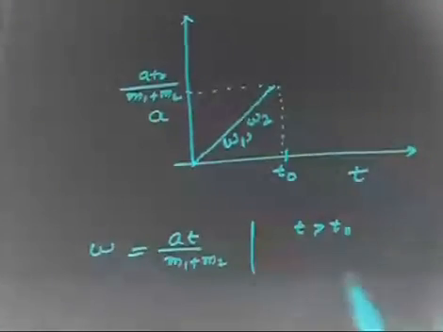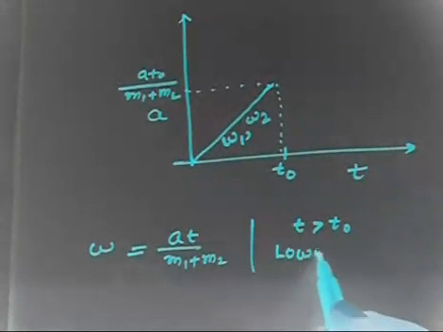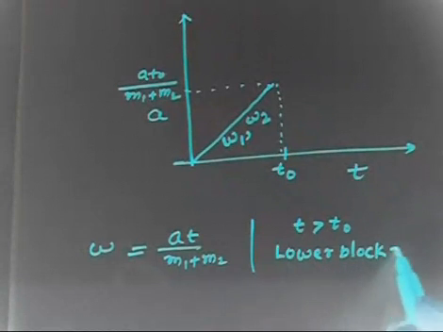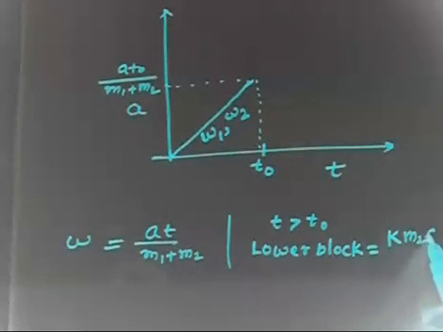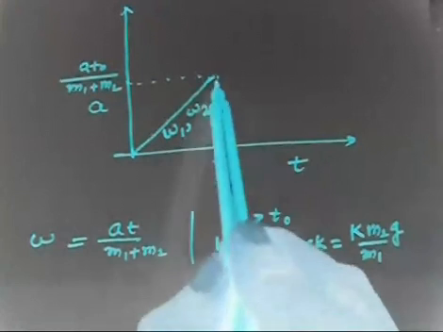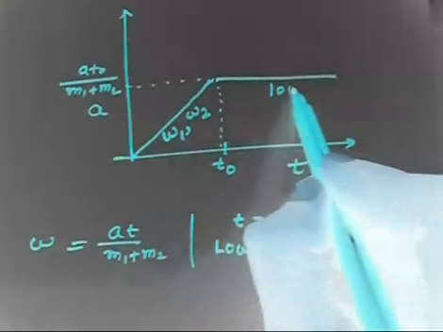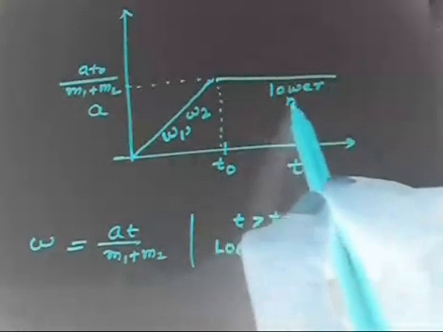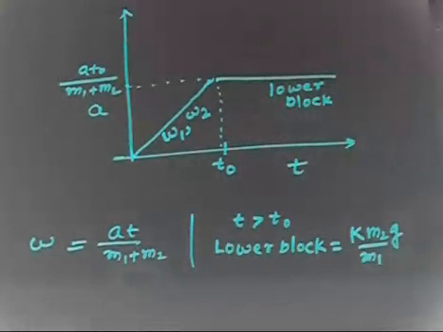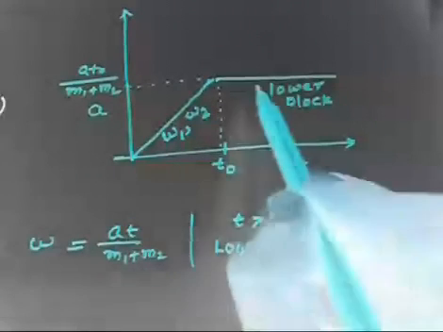So the acceleration of block 1, that is the lower block, has a constant acceleration k m2 z by m1. So after this time, for the lower block I can plot something like this. So this is a constant acceleration. The lower block is block 1 here. So this is for block 1.